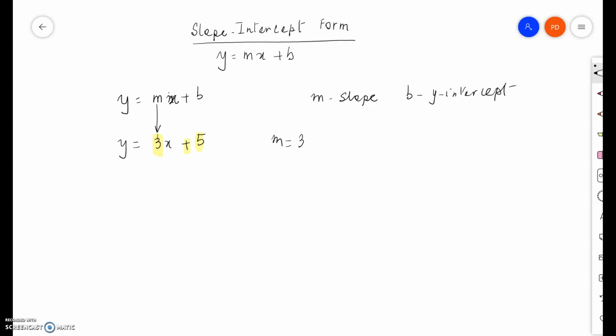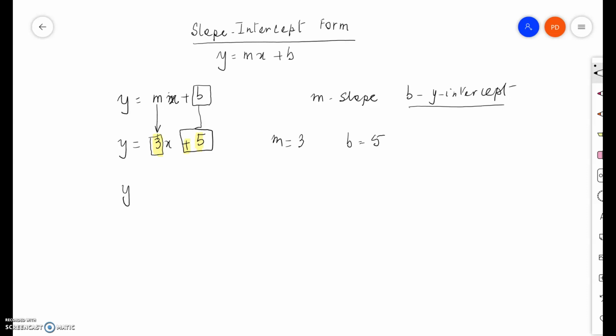So if the question says, what is the slope of the straight line? Look for the number that is multiplied to x, and that would be the slope. Next we have b. So b is equal to positive 5. So b is the y-intercept.